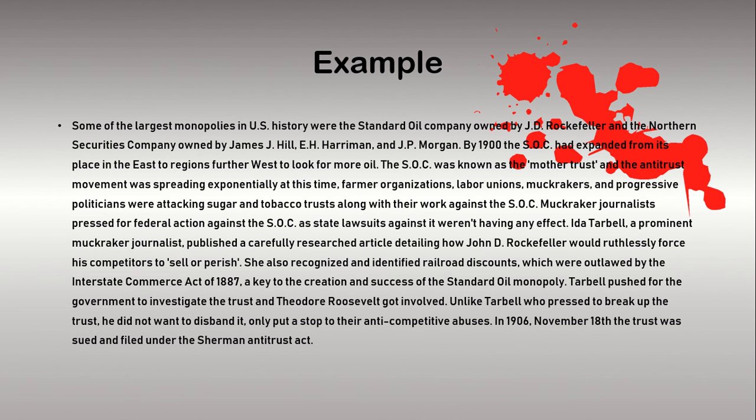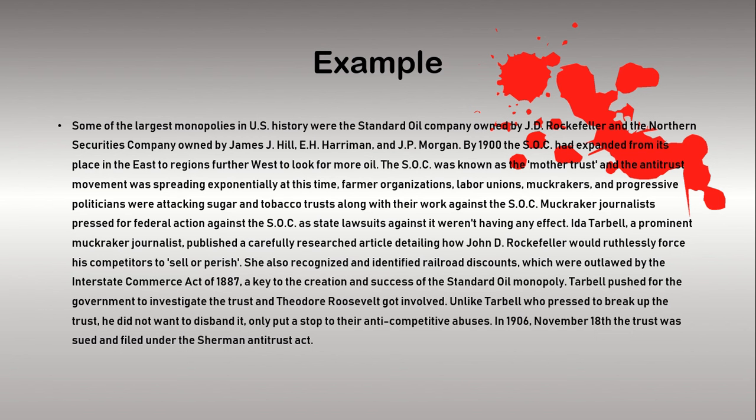Example. Some of the largest monopolies in U.S. history were the Standard Oil Company, owned by J.D. Rockefeller, and the Northern Securities Company, owned by James J. Hill, E.H. Harriman, and J.P. Morgan. By the 1900s, the SOC had expanded from its place in the east to regions further west to look for more oil. The SOC was known as the Mother Trust, and the antitrust movement was spreading exponentially at this time.